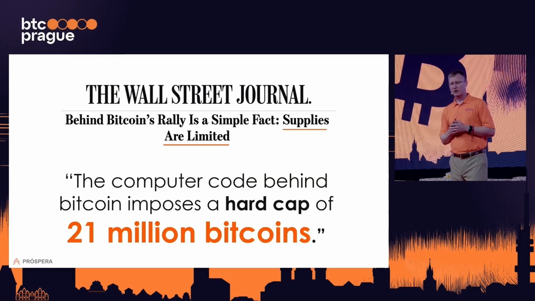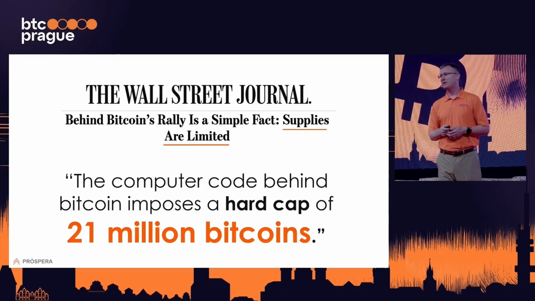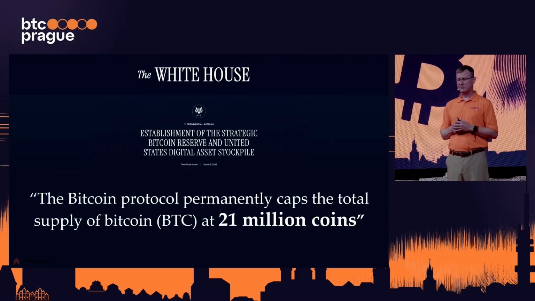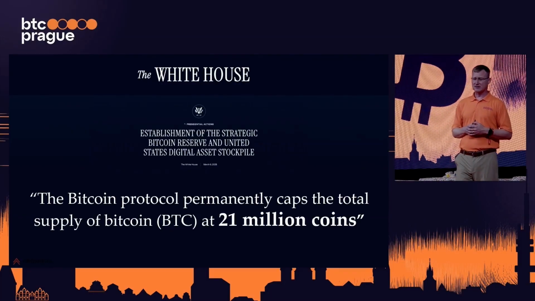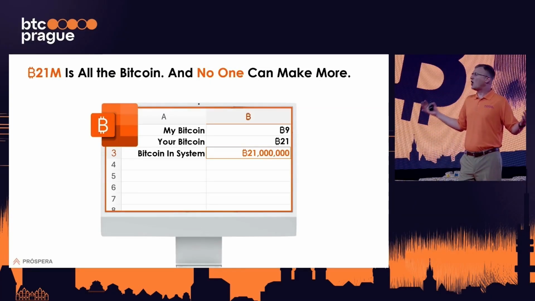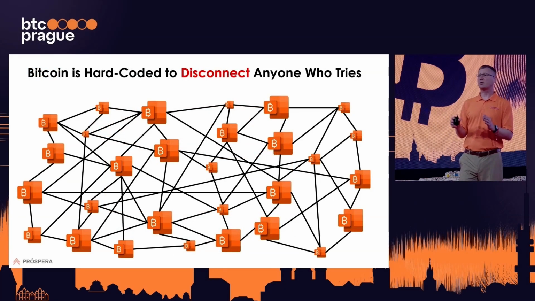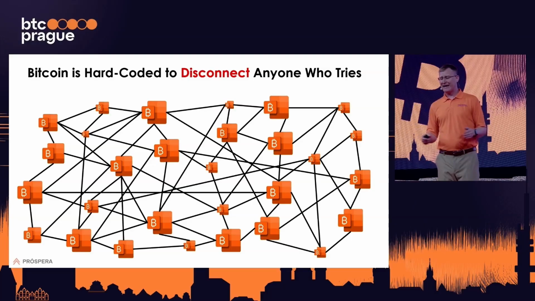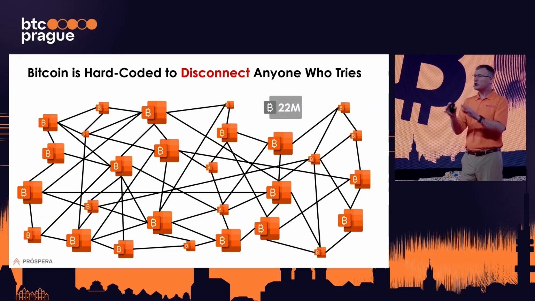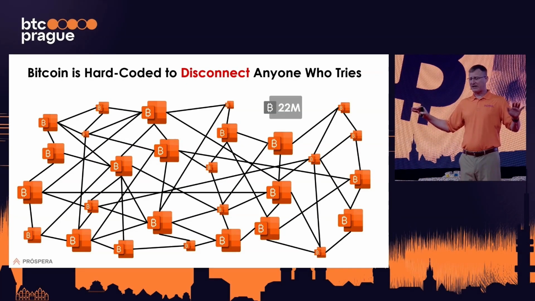This is a direct quote out of the Wall Street Journal: The computer code behind Bitcoin is hard-coded with a hard cap of 21 million coins. And straight from the White House of the United States, when they established a strategic Bitcoin reserve: the protocol limits the total supply to 21 million coins. So 21 million is all there is. There will never be more Bitcoin. And the Bitcoin software that runs on Bitcoin nodes is hard-coded to disconnect anyone who tries. So if you change the software to be more than 21 million, you are rejected from the network and kicked off.